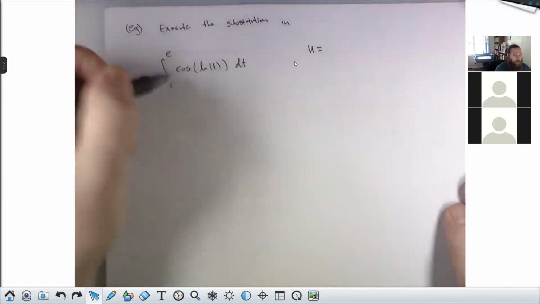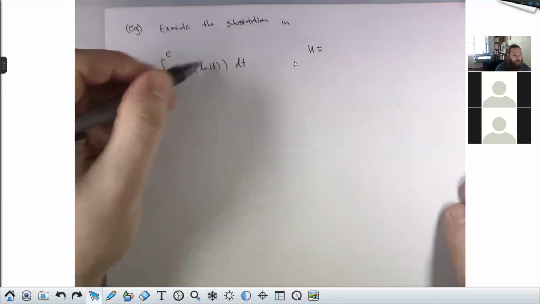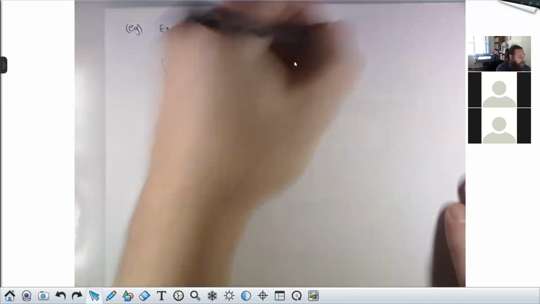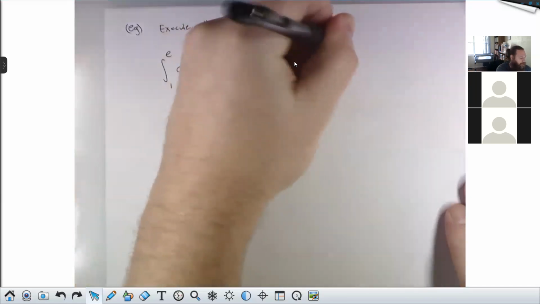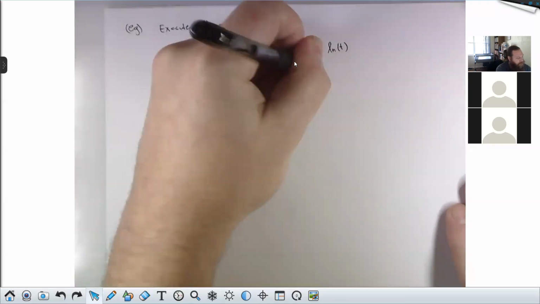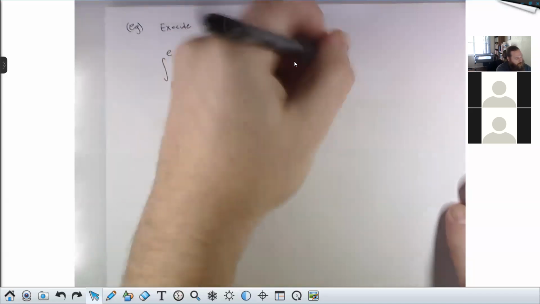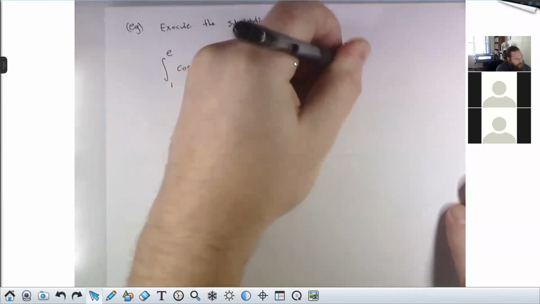Because I've got an outer and an inner function, the natural thing to do is to substitute u equals the natural log of t. Which means du is still 1 over t dt.